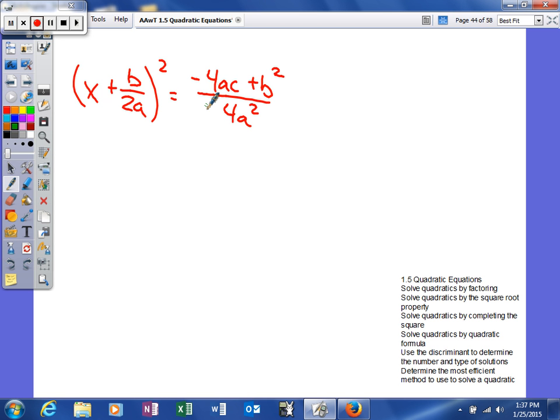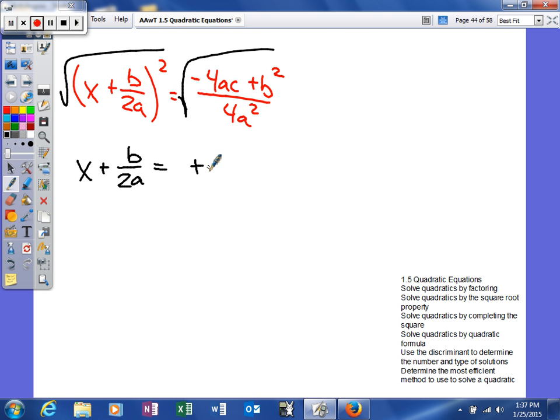At this point in time, what we can do is solve for x, and we can do that by taking the square root of both sides. When you do that, you'll get x plus b over 2a is equal to, remember this is going to be plus or minus, and we're going to use the quotient rule. And I'm just going to rewrite it a little bit. So I'm going to put the square root of b squared minus 4ac all over the square root of 4a squared.